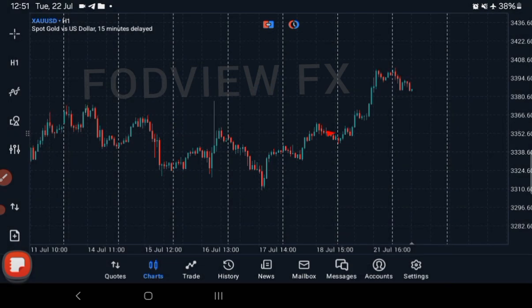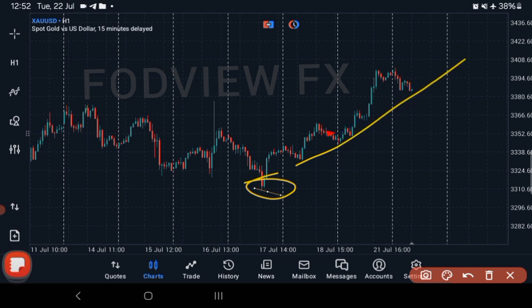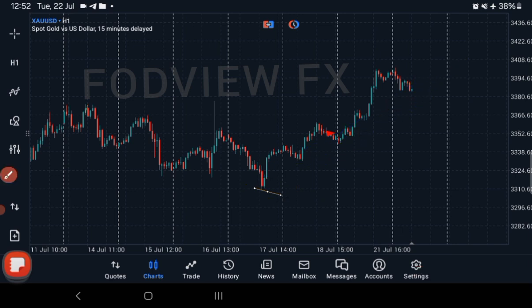Now, for an uptrend, you pick your trend line, placing it on a higher low here, connecting it all through the end. That is how it goes. Now I pick a trend line, I place it from this point, connecting it all through.